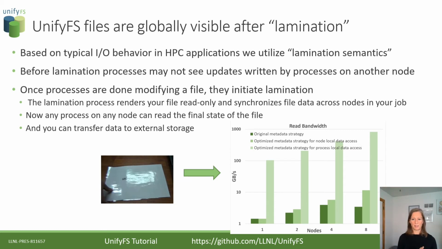The darkest color represents being able to read data from any location before lamination. The middle green bar represents being able to read data from any process written on the same compute node that you're running on. And the final green bar represents the case where a process only ever reads the data that it wrote. And so you can see that the third case, which we said was common for HPC applications, especially for checkpoint restart, results in the best performance. So this is why we are making these assumptions in UnifyFS.